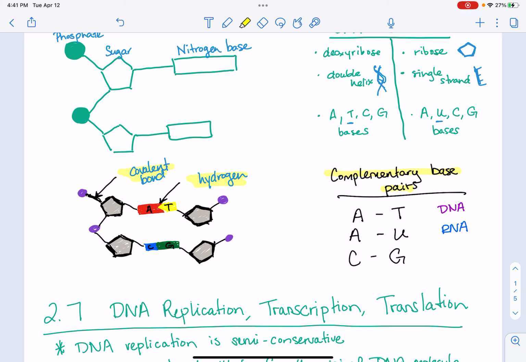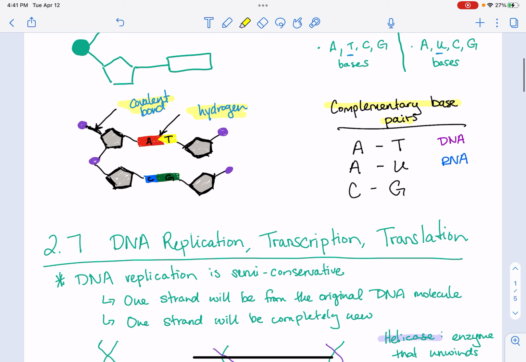DNA and RNA, again, like I said, the difference is the T and the U. So in DNA, A, adenine, pairs with T, thymine. In RNA, adenine pairs with uracil. But then in both DNA and RNA, C pairs with G, C for cytosine and G for guanine. So you do need to remember those pairs.